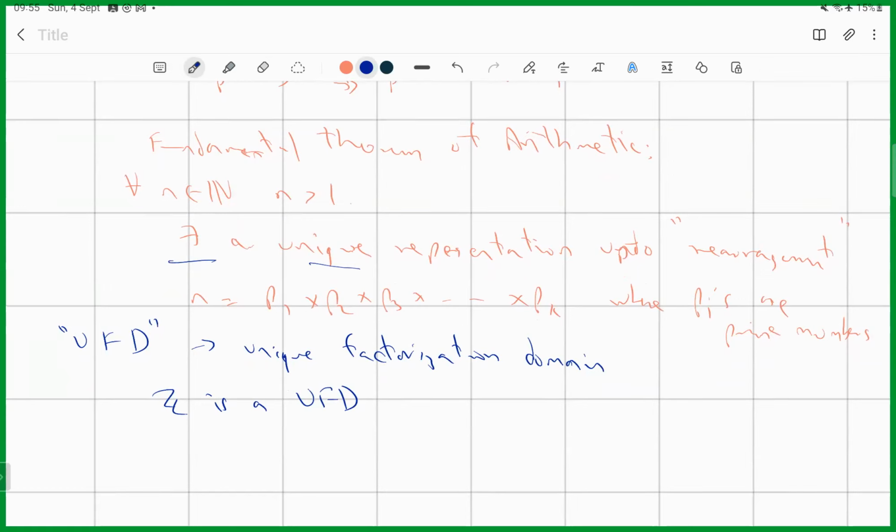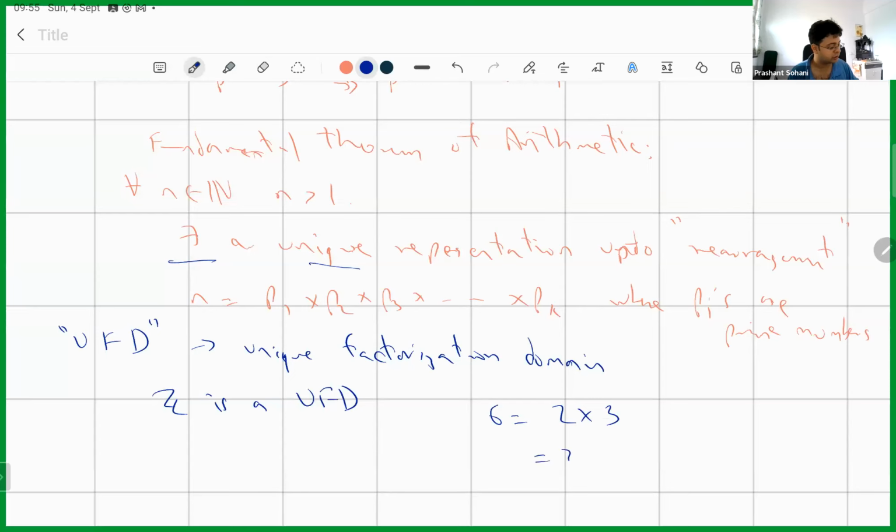Sir, can you explain what unique representation up to rearrangement means? See, if I have a number like 6, 6 can be written as 2 into 3 and 3 into 2. But do we consider these as different representations? We don't, because rearranging the terms does not count as a new representation. So whenever I say unique up to rearrangement, it means that reorderings of the terms are considered identical.